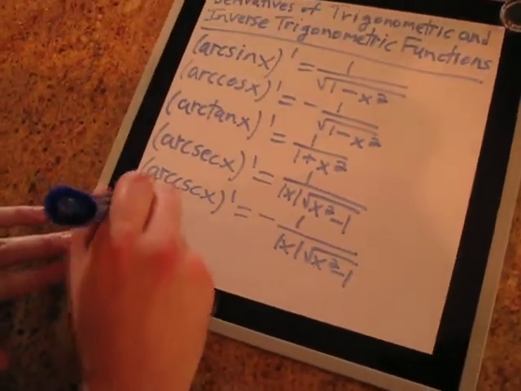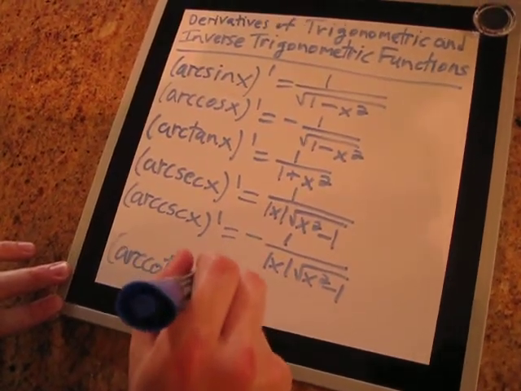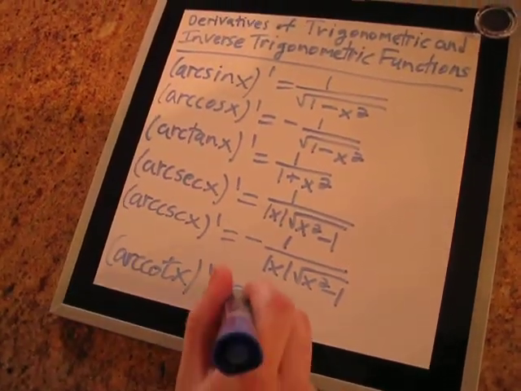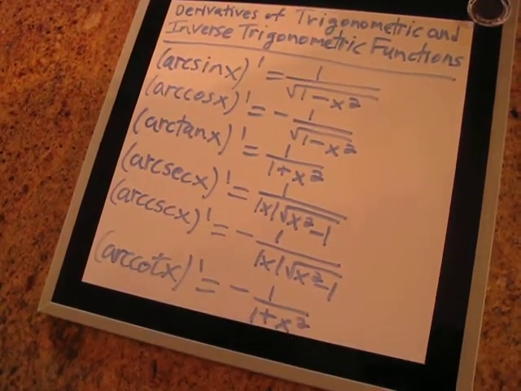And finally, we have arccotangent. The derivative of arccotangent is the negative of the derivative of arctangent. So it's negative 1 all over 1 plus x squared. And so those are the 6 derivatives of the inverse trigonometric functions. And as I said, they really should be memorized because they're important.